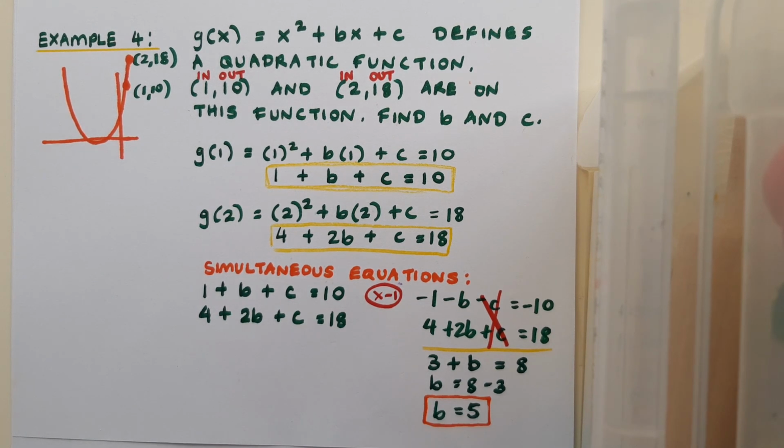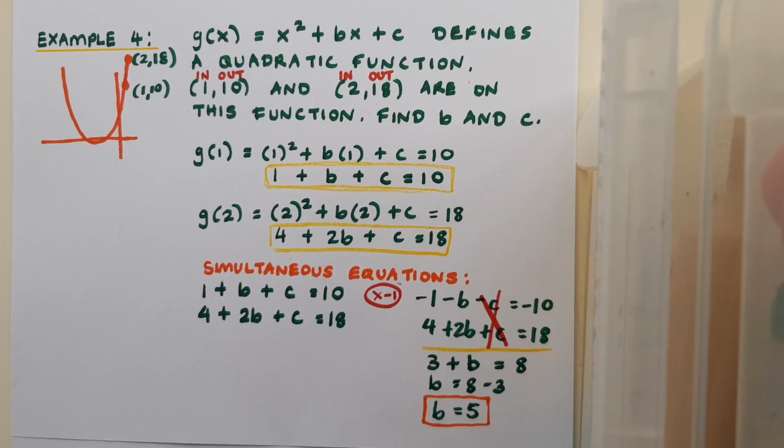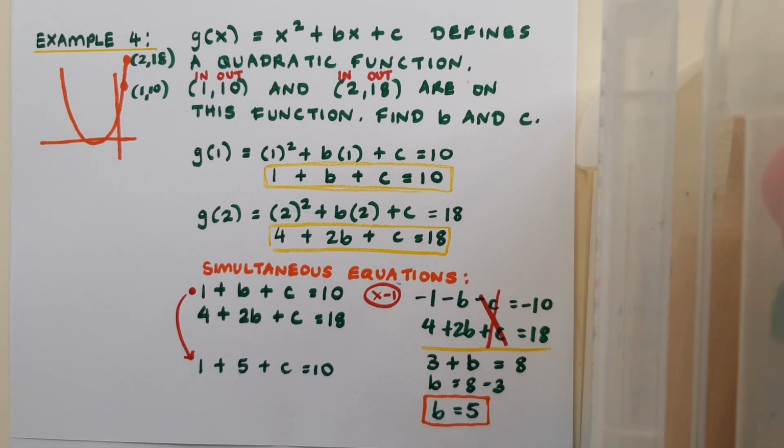So I have my solution for b. I still need, though, to get my answer for c. It's really easy to do that by just taking my answer for b and putting it into either one of my original equations. Pick whichever one you think looks a little bit easier. I reckon the first one looks nice and straightforward. So I'm going to replace the b in this equation with a 5. And now I can solve this equation quite simply for c.